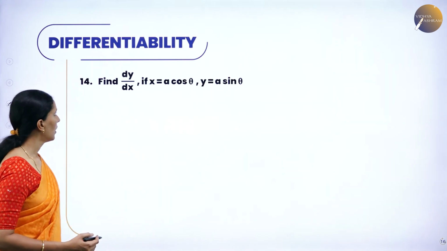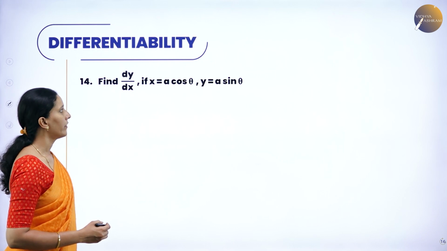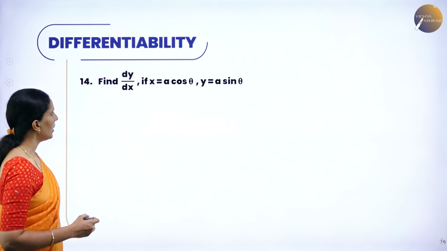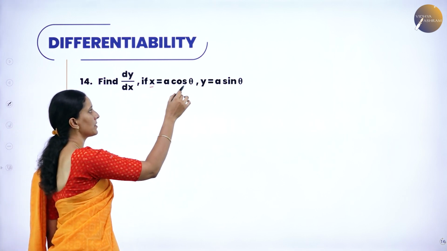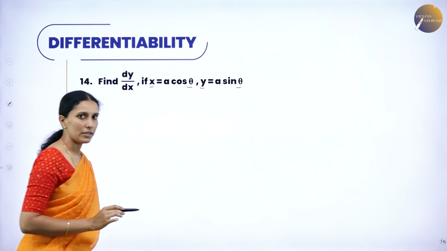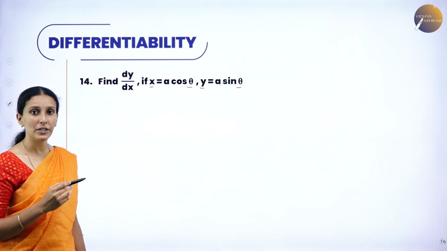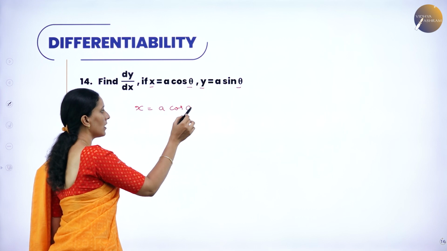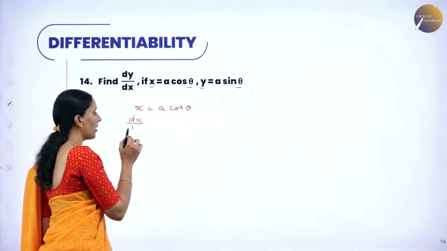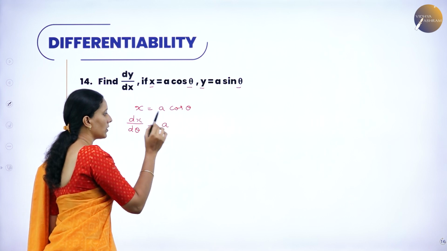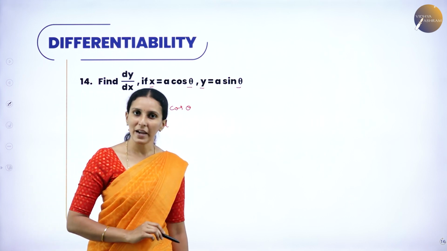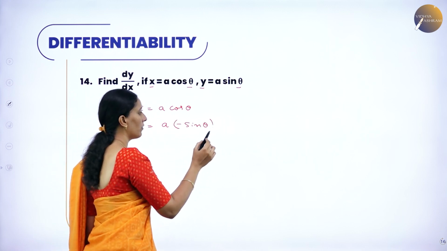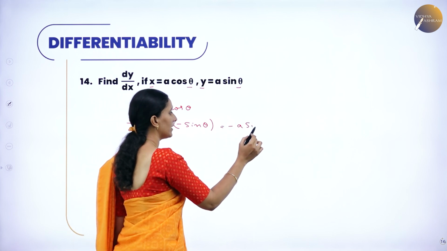So the next question, find dy by dx if x is equal to a cos theta, y is equal to a sin theta. So here we have x expressed in the form of theta and y in the form of theta. So let us derive both with respect to theta. So now let us take x. X is equal to a cos theta. So differentiate with respect to theta now. A is constant. What is the derivative of cos theta? It is minus sin theta. So therefore this becomes minus a sin theta.